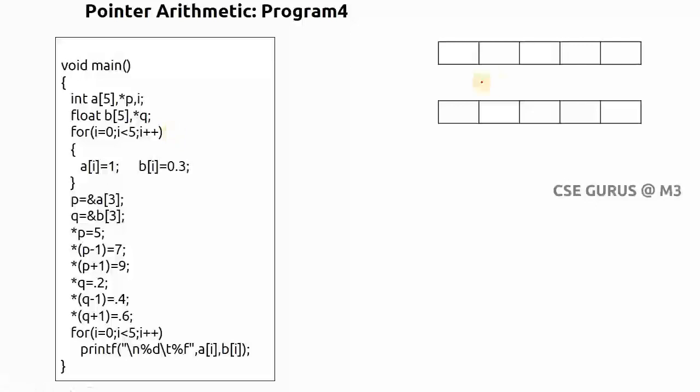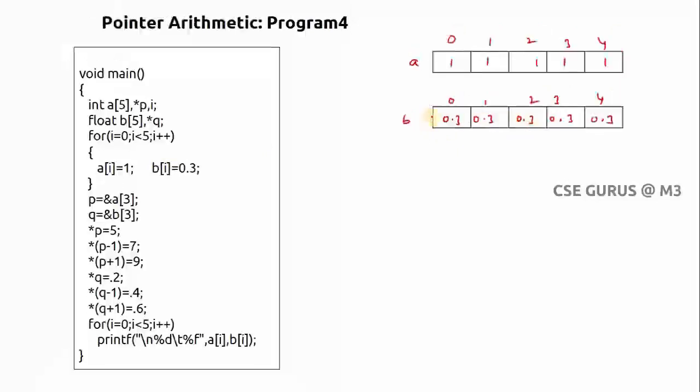Let us suppose this is a, this is b. So a of I value starts from 0, a of 0 is 1, next I value 1, a of 1 again 1. So all the values are 1. Similarly, all the values of b are 0.3. So like this it will be taken.